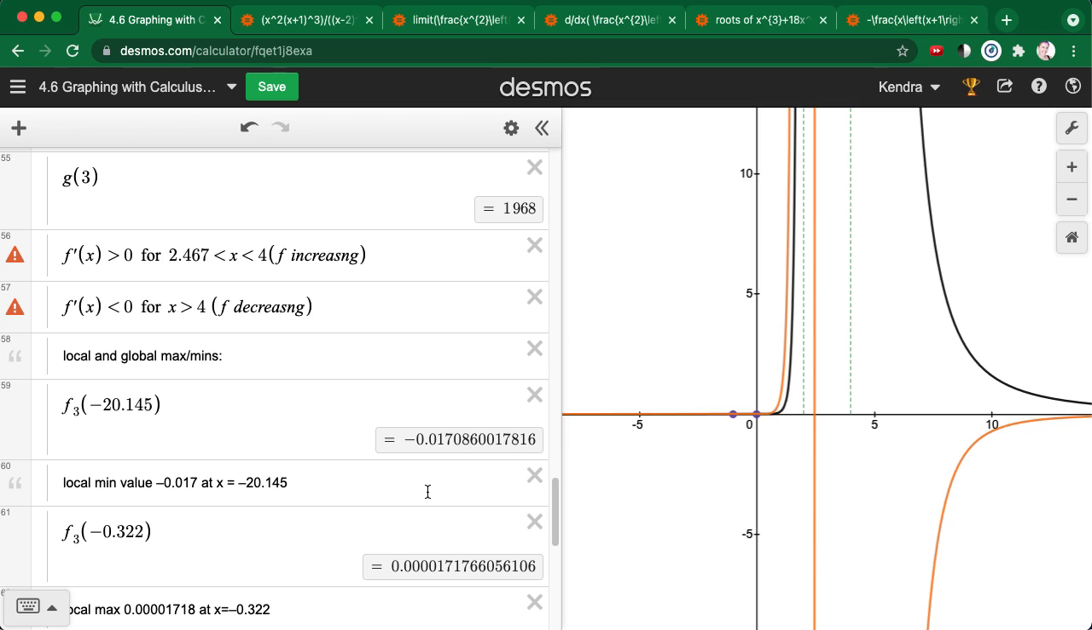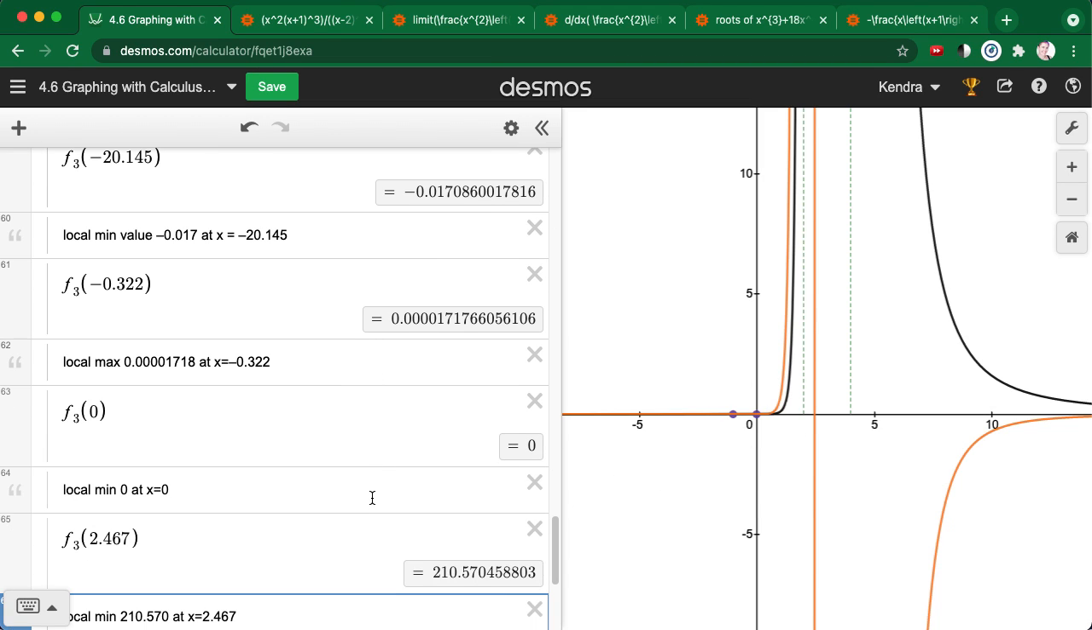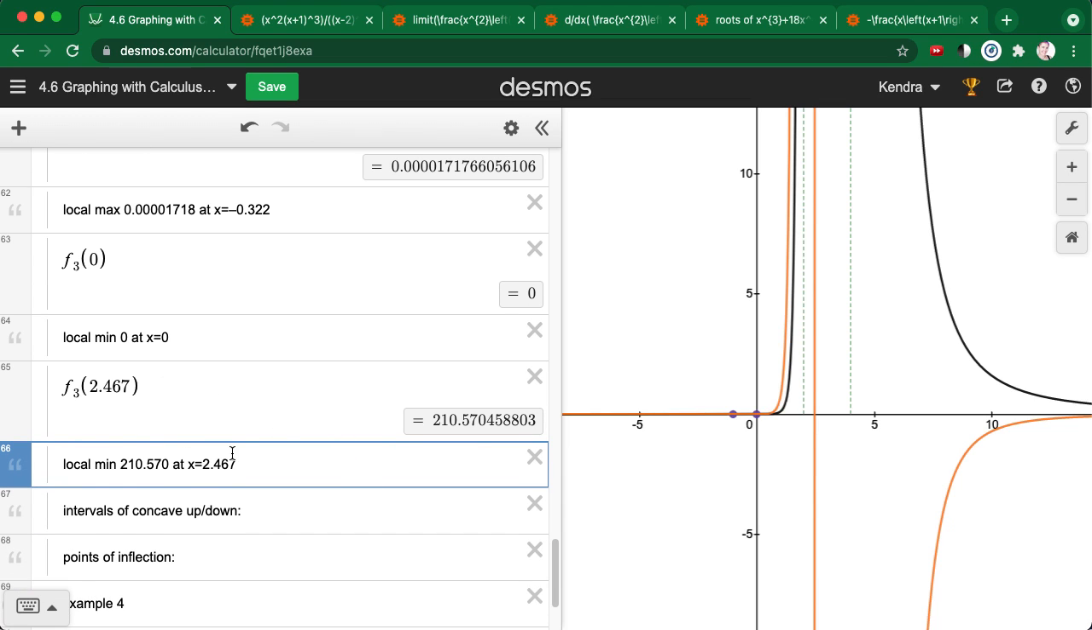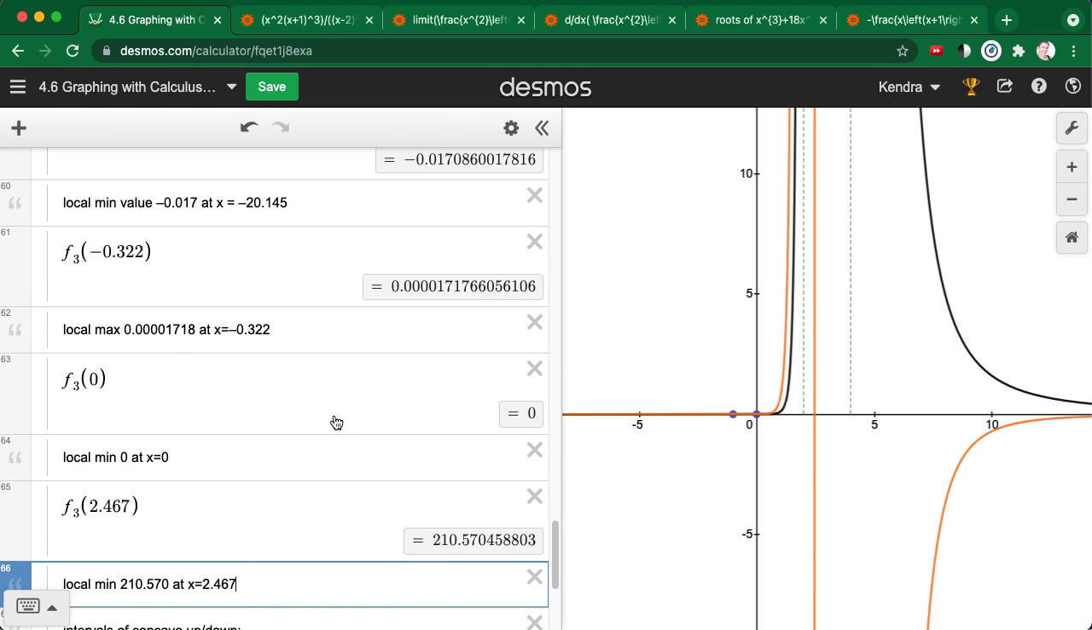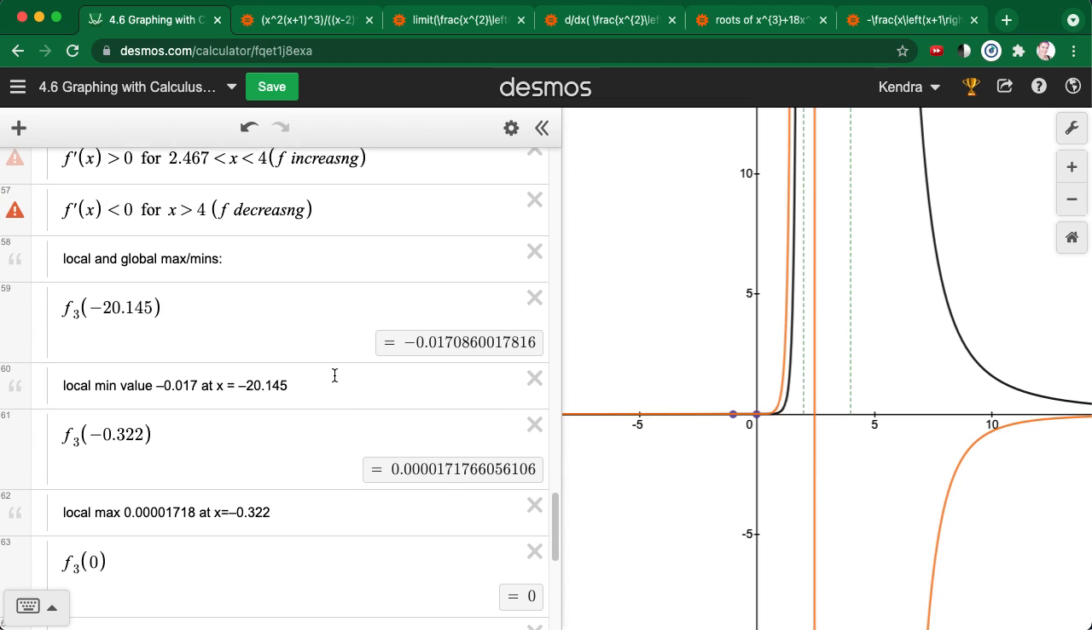This tells me that one of the things I want to get out of this picture is to grab some snapshots that are zoomed into some of these local mins and maxes. I can see this local minimum value of 210. This also tells me where I have local mins.